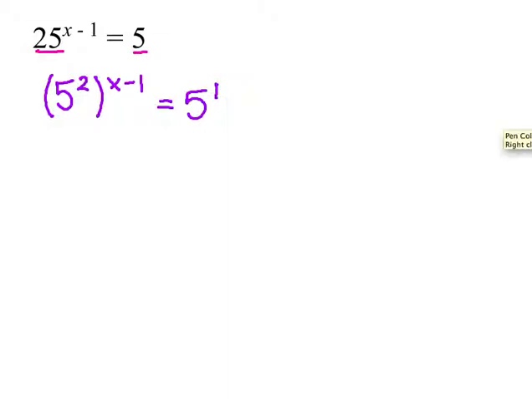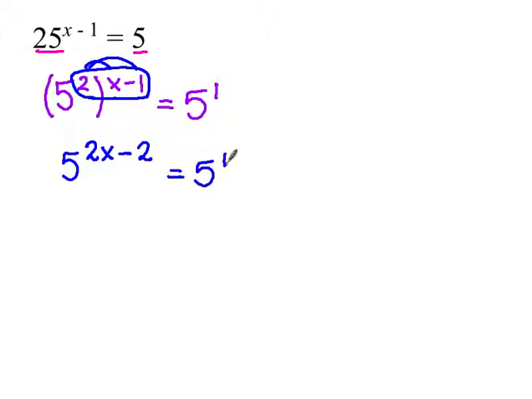And so now if I look at that, what I need to do is I have a power to a power here with the 2 and the x minus 1. Do you remember our exponent rules? What do I do if I have a power to a power? Multiply them. Very good. So I'm going to multiply the 2 times both the x and the negative 1. And so that gives me 2x minus 2.